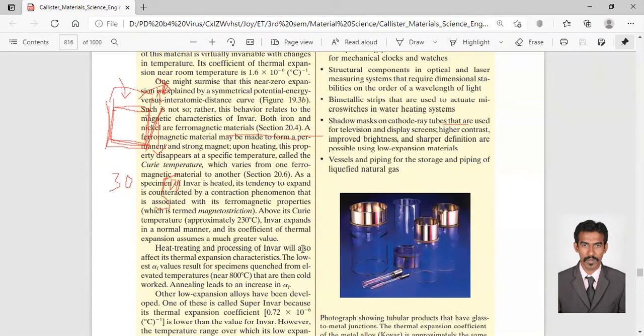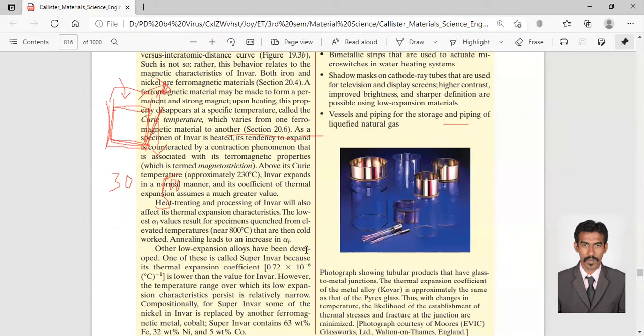Heat treating and processing of Invar will also affect its thermal expansion characteristics. The lowest alpha l values result for specimens quenched from elevated temperatures that are then cold worked. Annealing leads to an increase in alpha l. So if they want to change that property, they will go for some heat treatment process. Other low expansion alloys have been developed. So there are some others also.